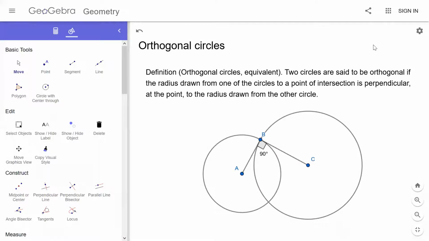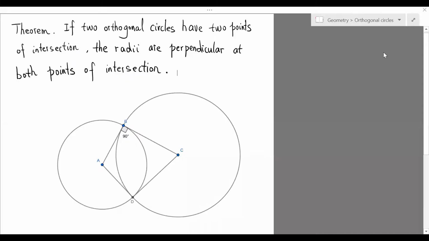Meanwhile, since the radius drawn to the point of tangency is perpendicular to the tangent, we could write down the definition of orthogonal circles equivalently as follows. Two circles are said to be orthogonal if the radius drawn from one of the circles to a point of intersection is perpendicular at the point to the radius drawn from the other circle. To familiarize ourselves with this new notion, let's work on the following simple theorem.